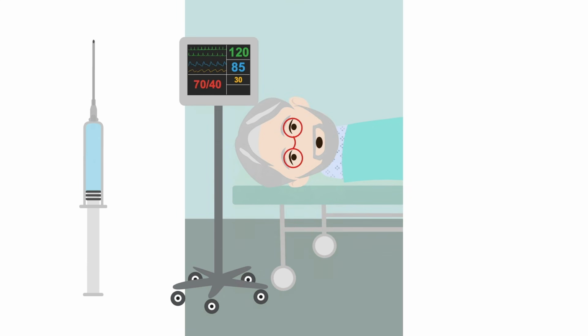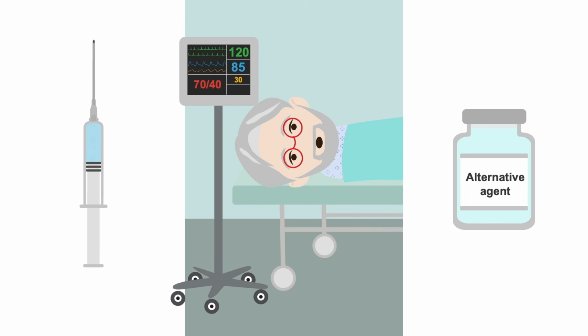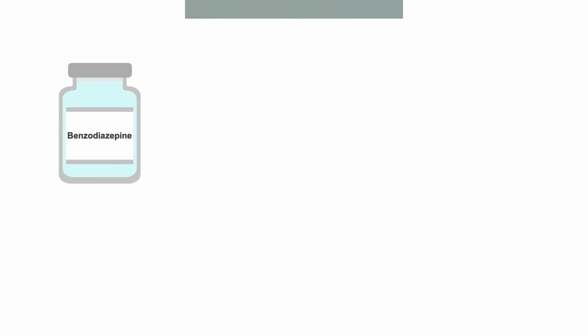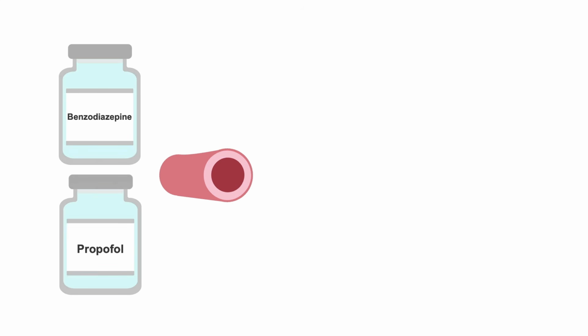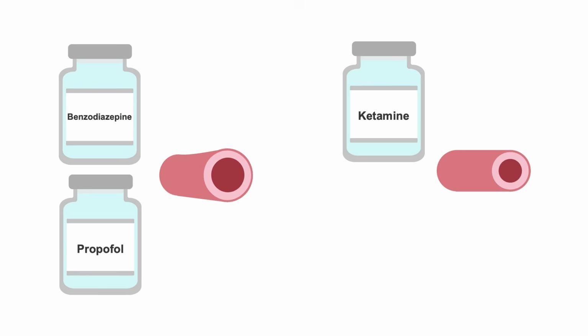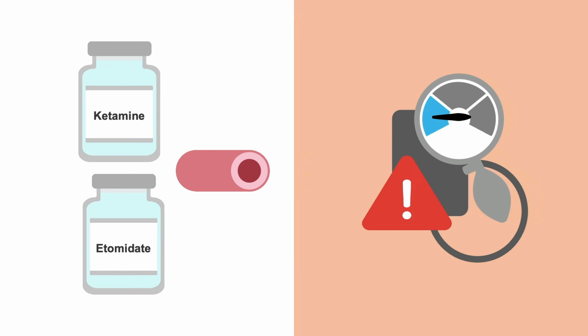So, in patients with poor hemodynamics, consider a dosage reduction or an alternative agent to offset these effects somewhat. For example, benzodiazepines and propofol create more vasodilatation than ketamine or etomidate. So the latter two agents might be better choices in patients at risk for hypotension.